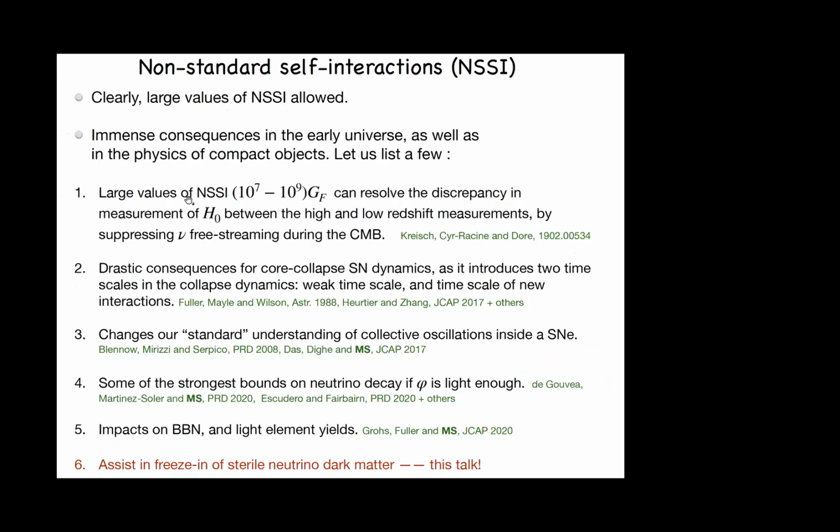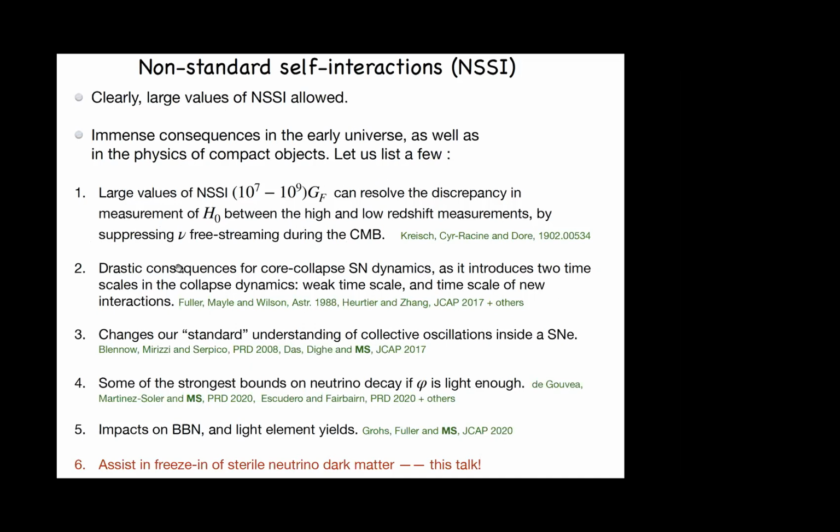this one, actually suggests that you can have very, very large couplings within this neutrino sector, and such strong neutrino self interactions can actually resolve the discrepancy that exists between the measurements of the Hubble constant through high redshifts as well as low redshift measurements. So if you put in very strong self interactions, you essentially suppress neutrino free streaming during the CMB, and this immediately drives the CMB Hubble constant value to the values that are preferred by the low redshift measurements.